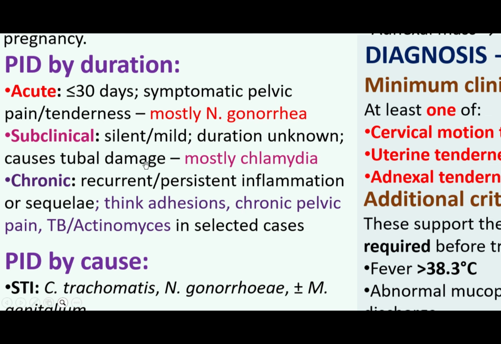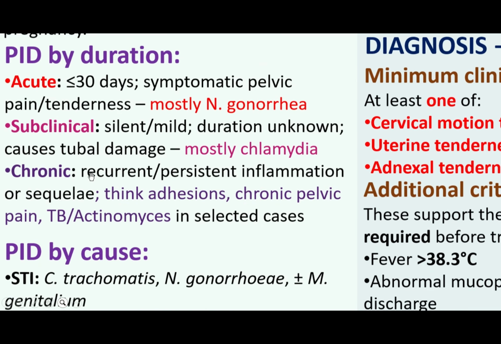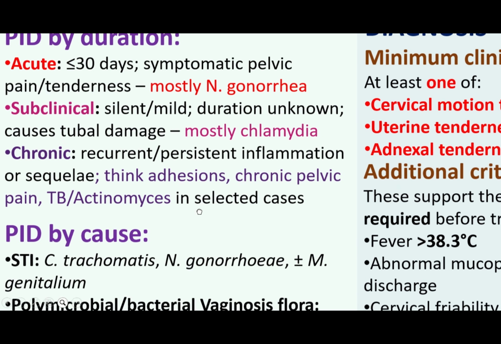And most of the time, these people are going to firstly present with infertility. They come in with the complaints that they are trying to have kids and they are not, only to see that the tubes have already been damaged by the chlamydia. Then we have the chronic or recurrent, and this one is recurrent or persistent inflammation, or the sequel that follows pelvic inflammatory disease. And you have to think about adhesions that would have been caused by the infections. Chronic pelvic pain. We have sometimes TB. TB can spread hematogenously also to the reproductive system, and actinomyces in selected cases.